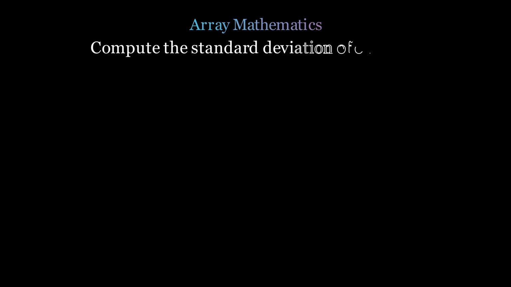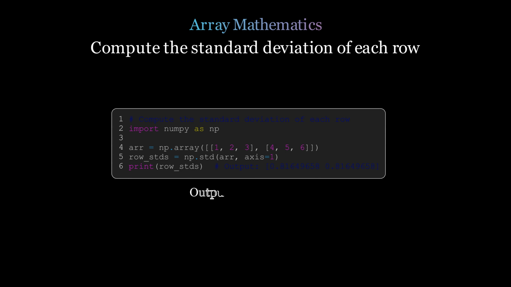Now let's compute row standard deviations. Using NumPy's std function with axis equals 1 calculates the standard deviation across each row. Both rows in our array have the same standard deviation of approximately 0.816. Standard deviation measures how spread out the numbers are from the mean. This is a key operation in statistical analysis of data.